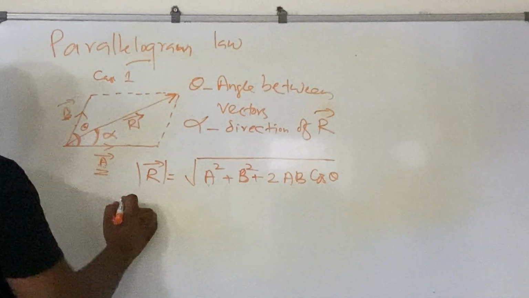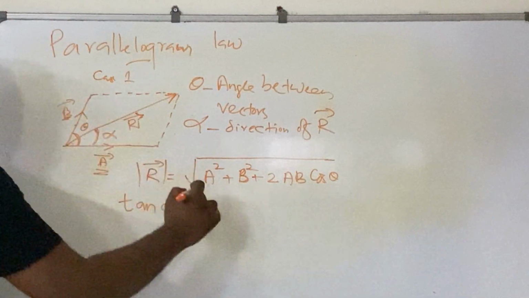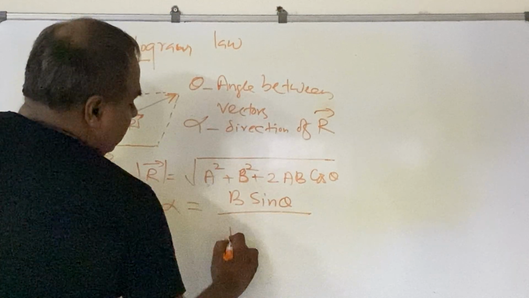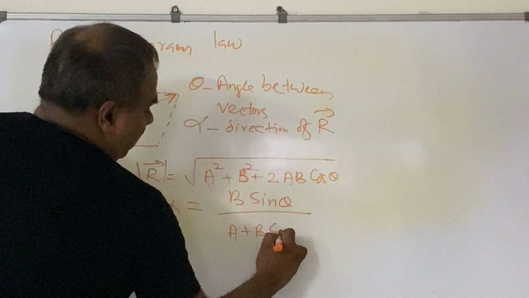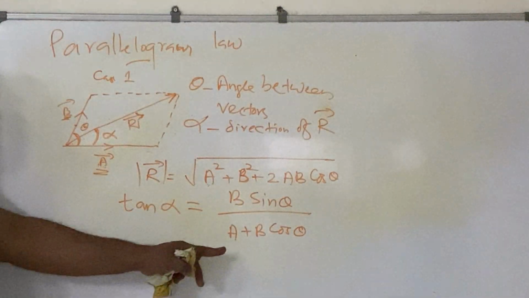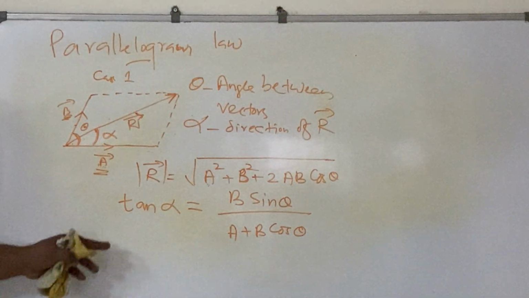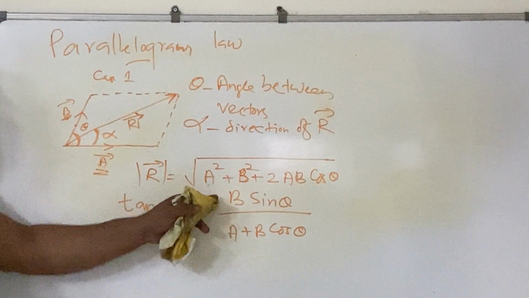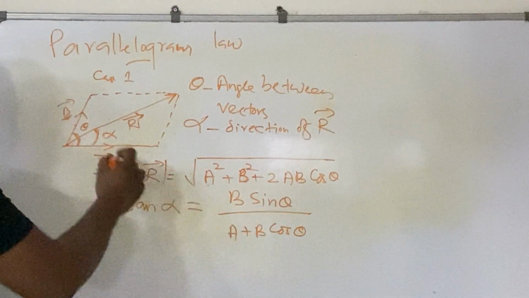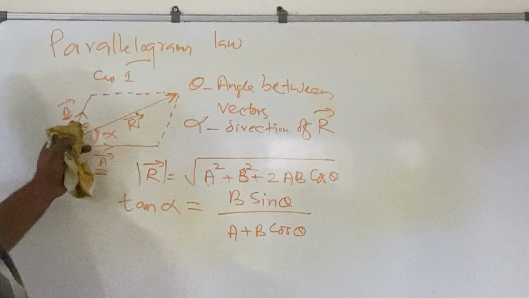Then what is this very important formula? Tan alpha is equal to, this is the formula, B sin theta divided by A plus B cos theta. Clear? Tan alpha is equal to B sin theta divided by A plus B cos theta. What is B? Magnitude of vector B. What is A? Magnitude of vector A. What is theta? Angle between the vectors.